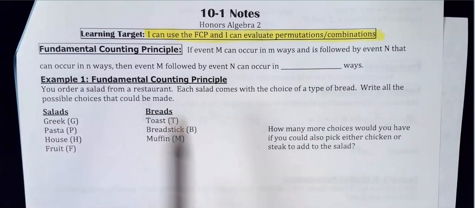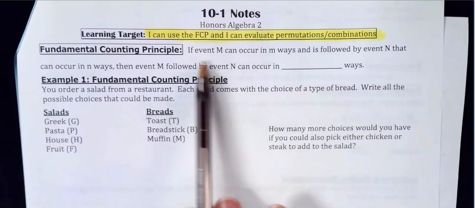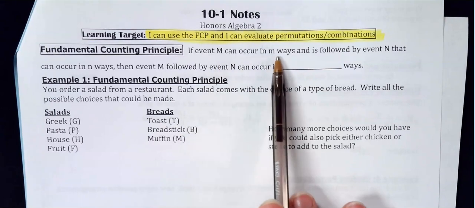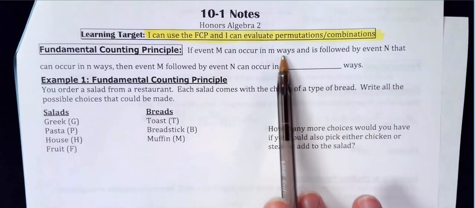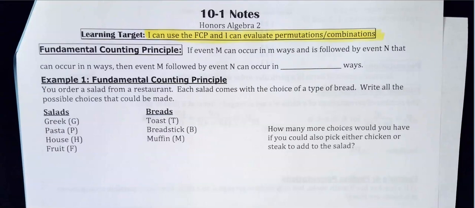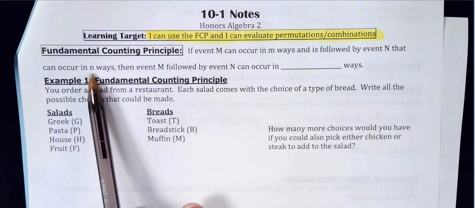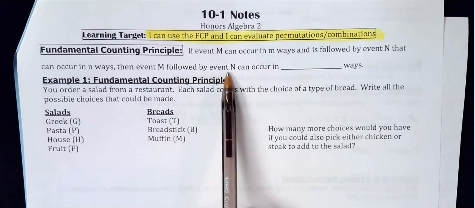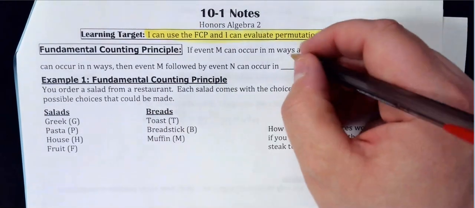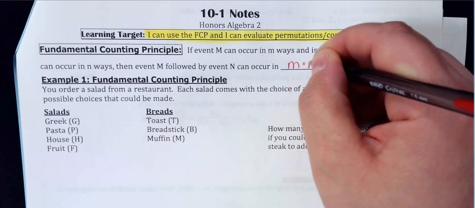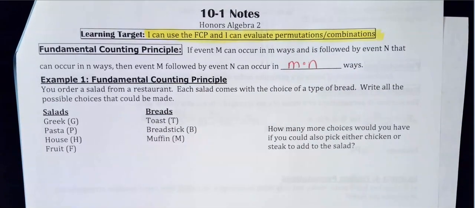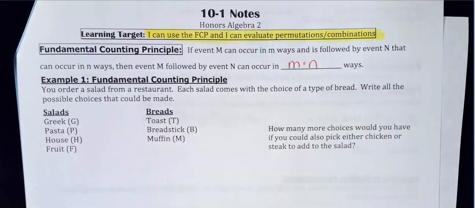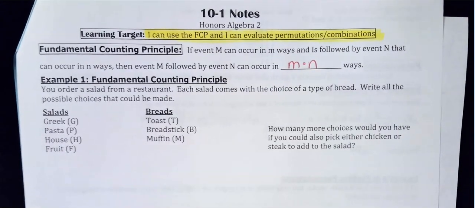So the fundamental counting principle says if event M can occur in M different ways and is followed by event N, so different things happening that can occur in N ways, then event M followed by event N can occur in M times N ways. I feel like that is worded really poorly, but that's the actual technical definition of it. Okay, so let me illustrate it for you here.